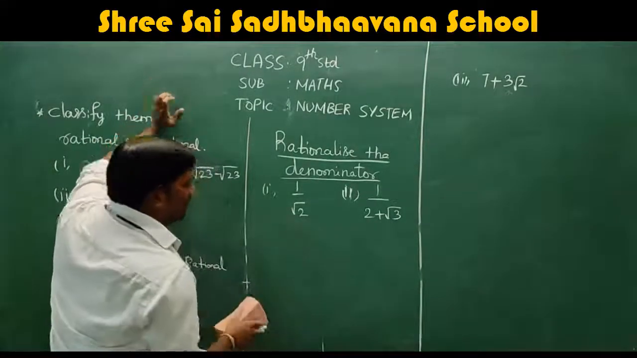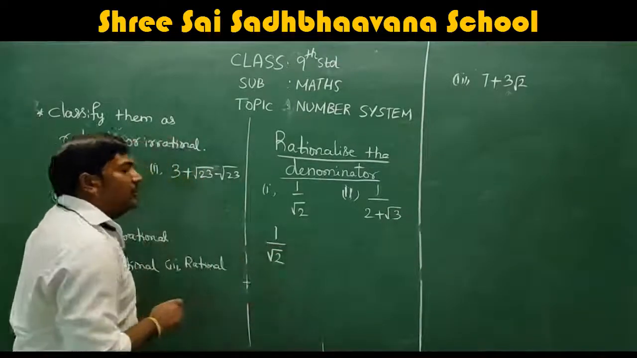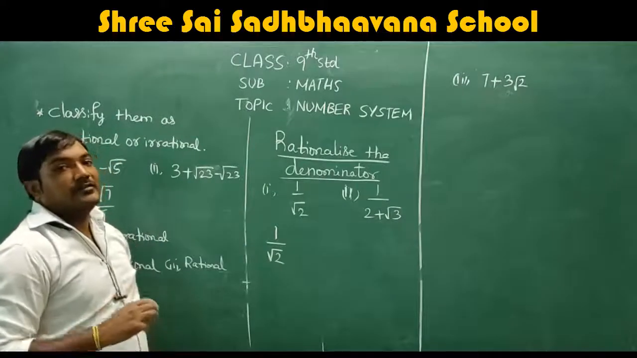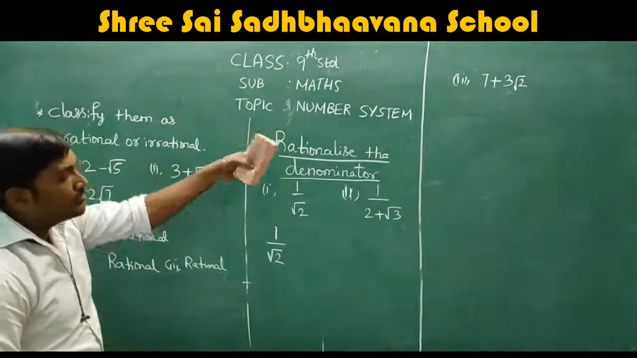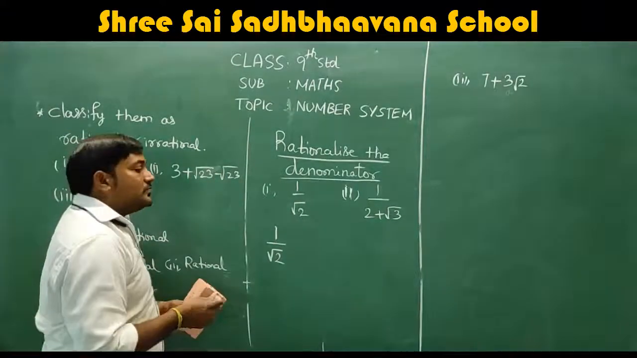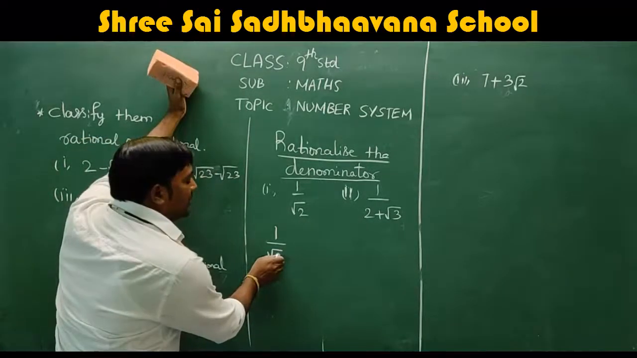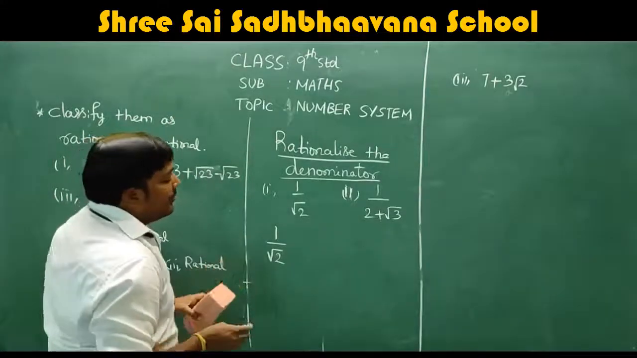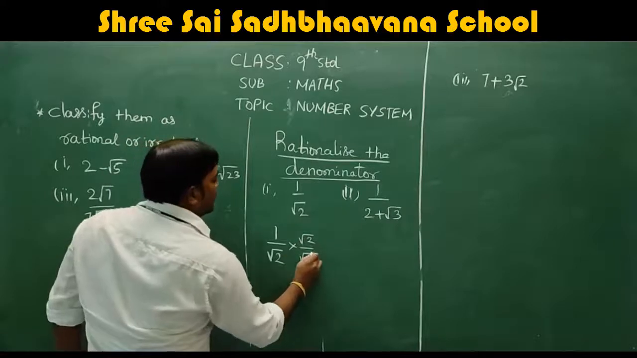I hope you understood why I am telling this, because always remember, any irrational number should not be there as a denominator. If it is there, it should be as a numerator. If it is not, we have to convert. That process is called rationalization. We are doing some simplification to move this irrational denominator to the numerator. See how we are doing it. I just multiply with root 2 and root 2.